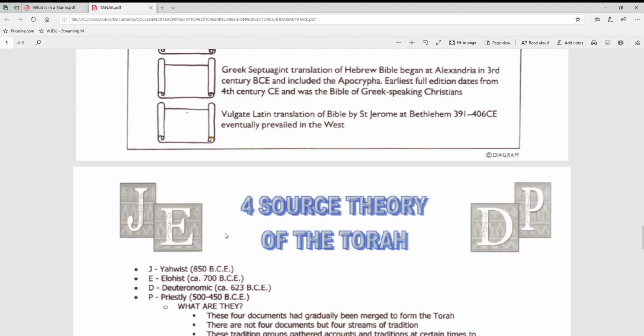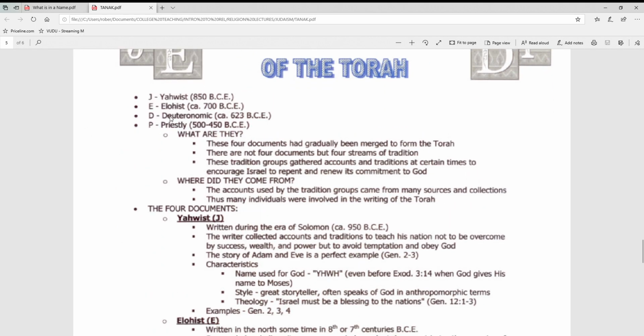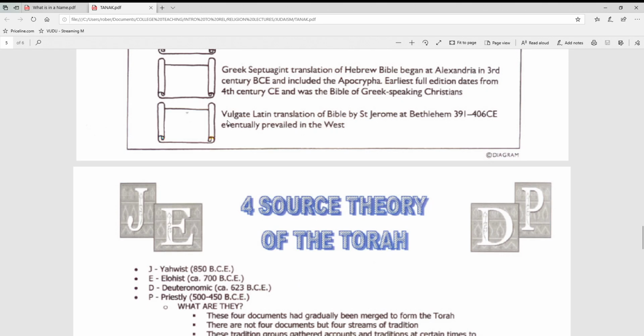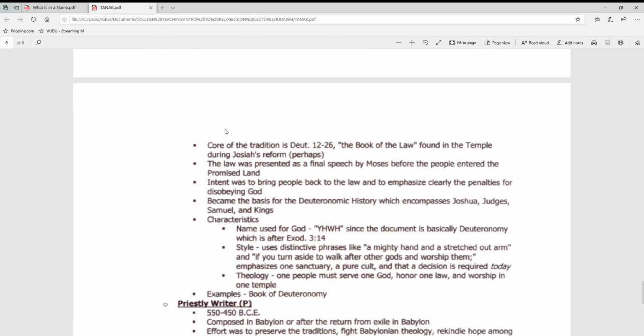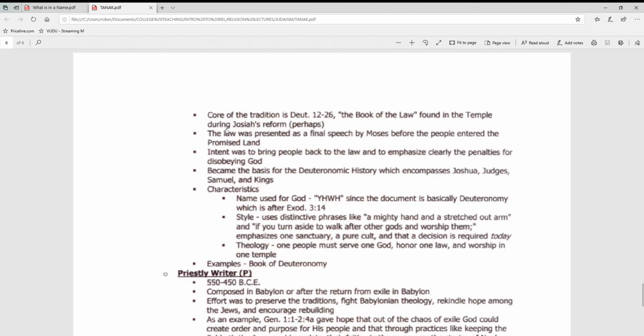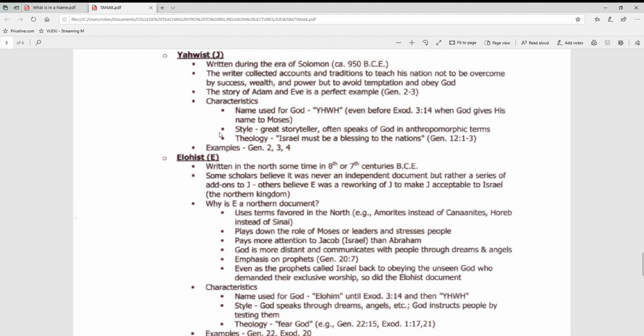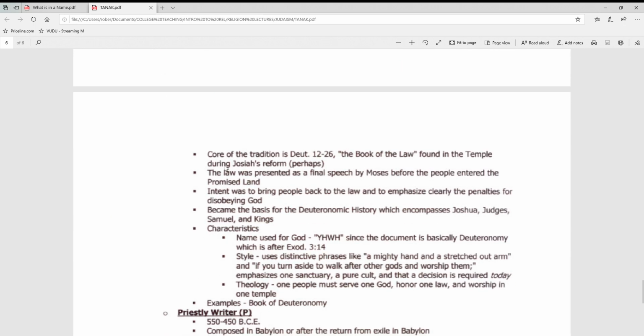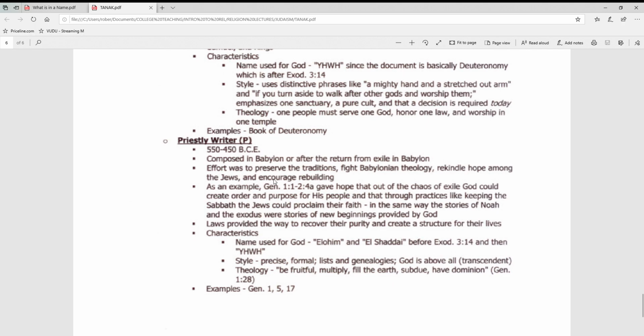If you want to know more about the 4 different schools, J, E, D, and P, there are these sheets here that give you individual outline points about those 4 and some examples. So you can see the different writing styles. But again, the P school is the last one. They serve as the final editor or redactor, putting everything together in what we have today in the 5 books of Torah.